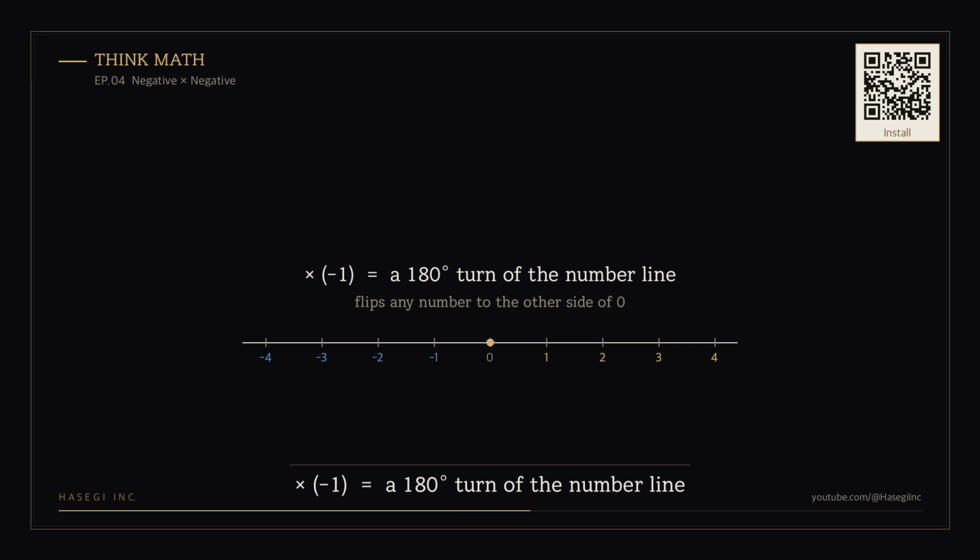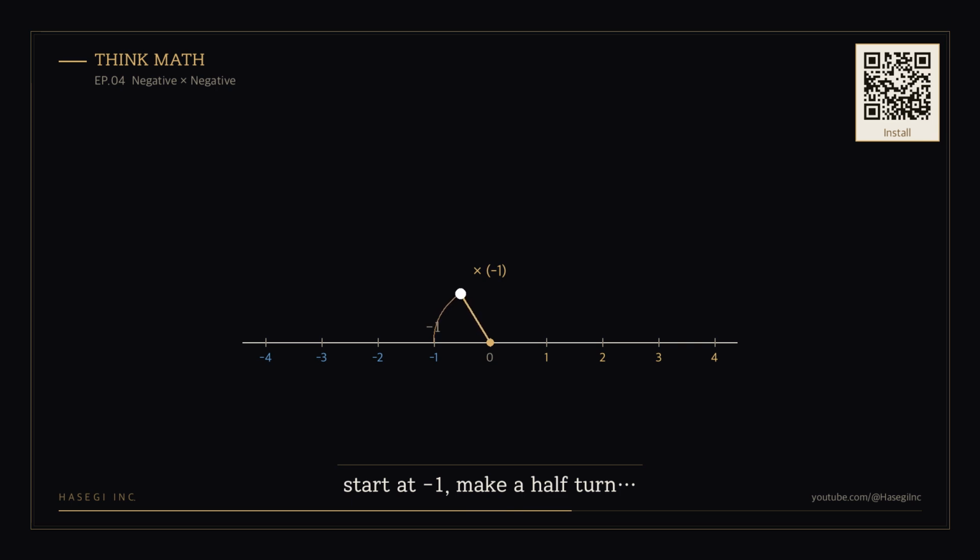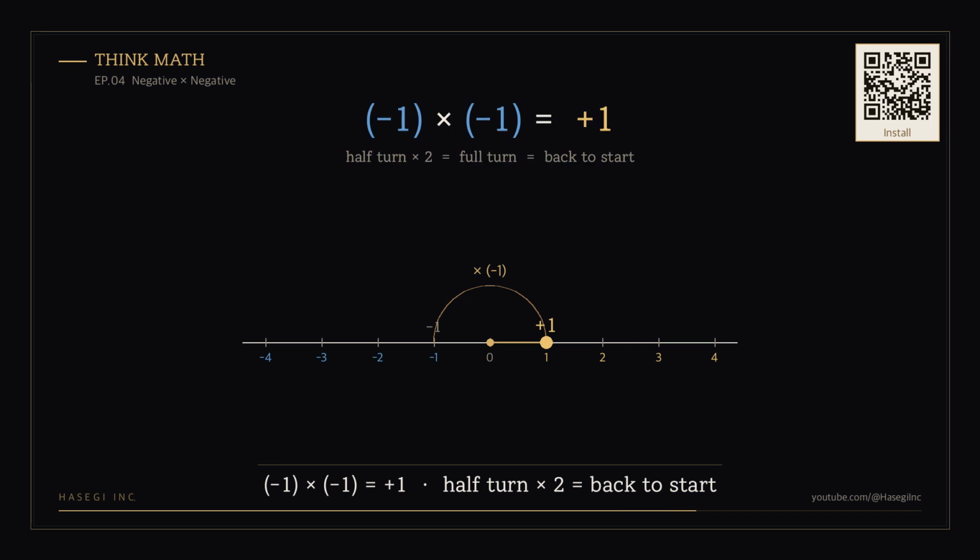So what happens when we apply that to -1? We start at -1, multiply by -1, and it makes a half turn. The point on the left swings up and over past 0 to the other side. It lands exactly on +1. -1 times -1 is +1.